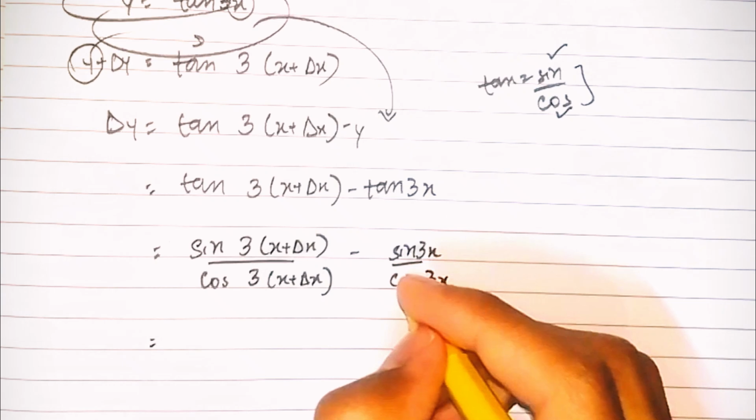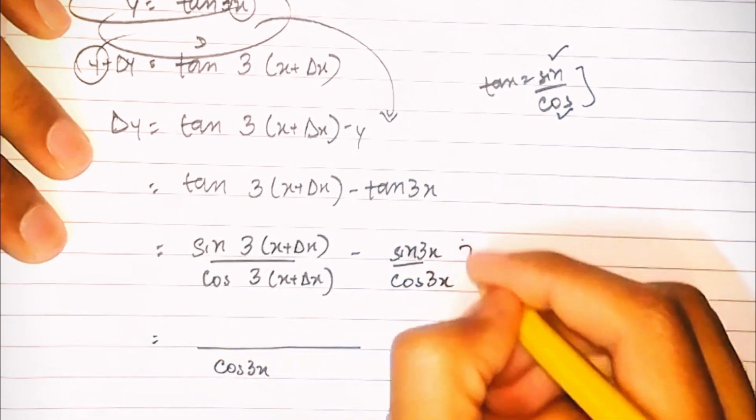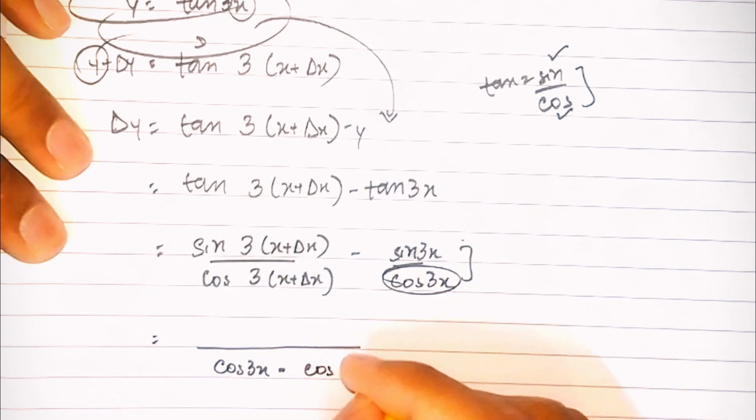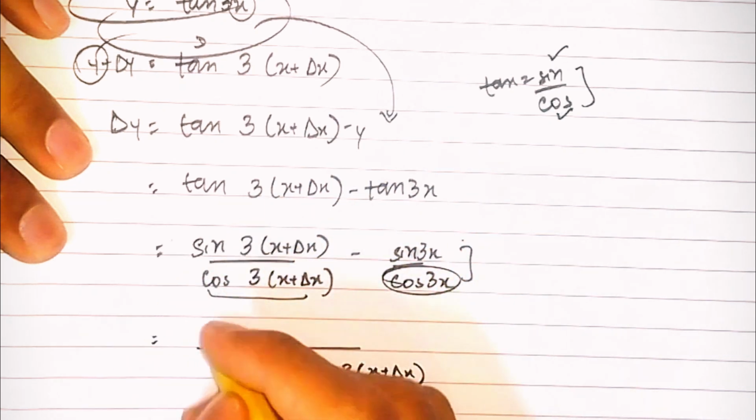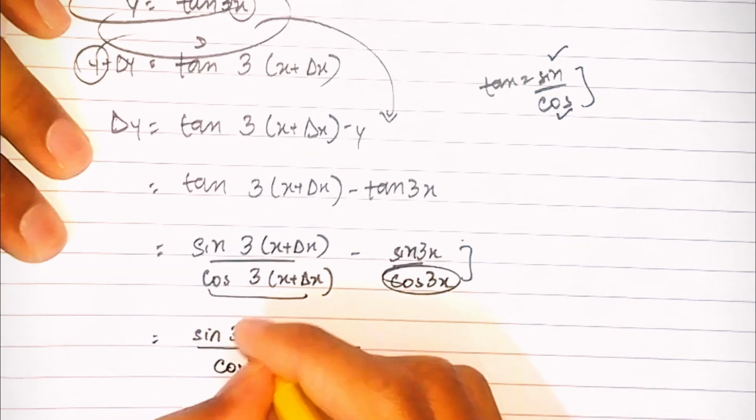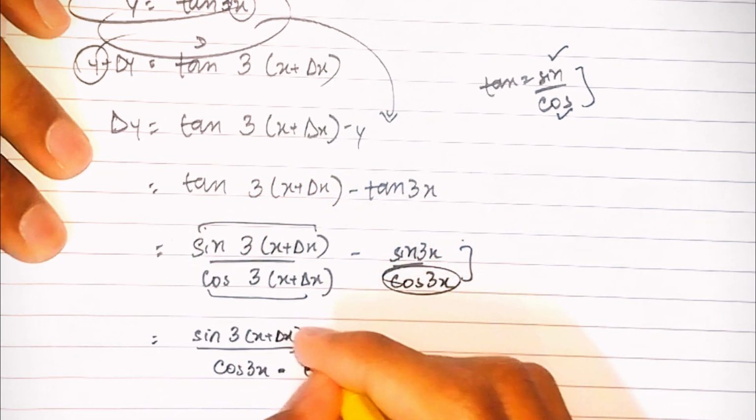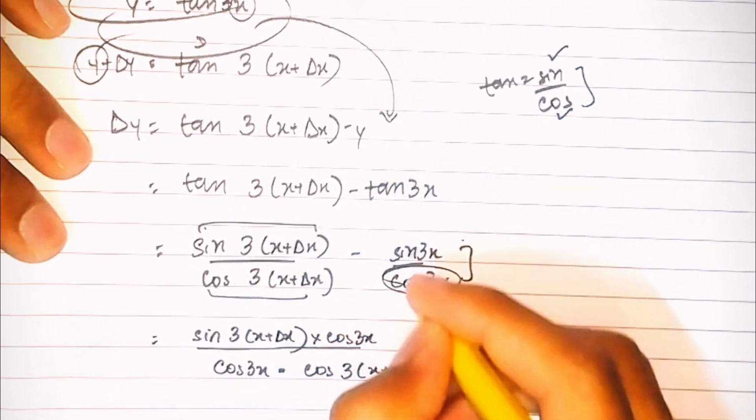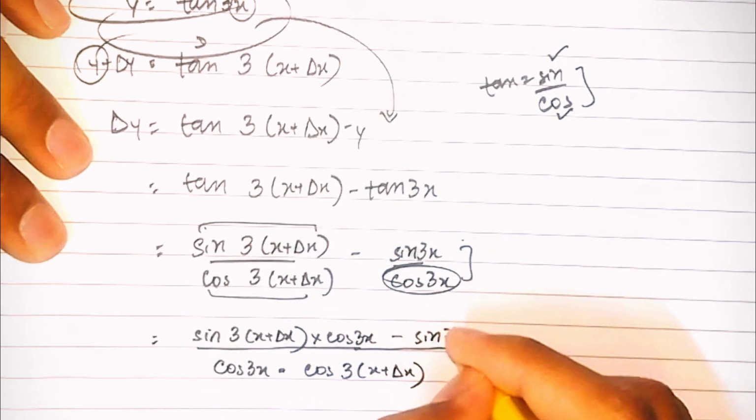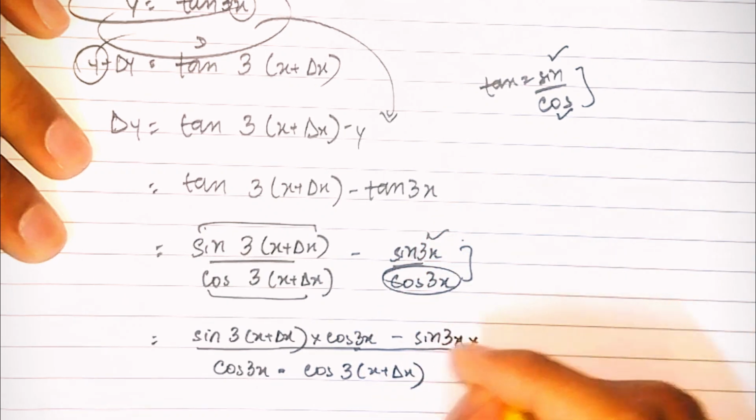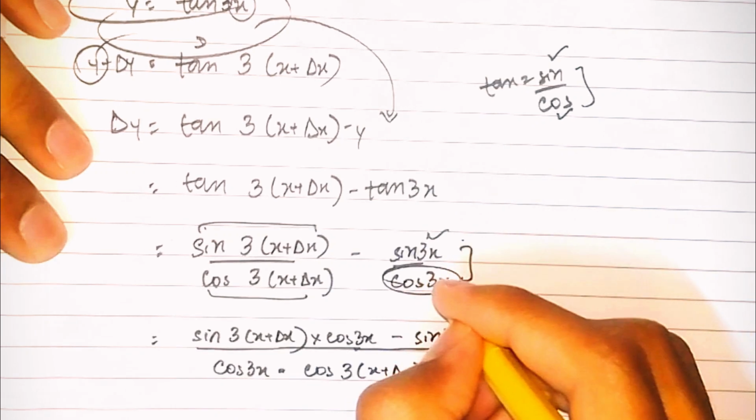As we can see that there are two fractions which are being subtracted, so I can take the LCM. We can see that cos 3x is actually not present over here, so I can write the numerator as sine 3x plus delta x, this thing right over here, and this is going to be multiplied by cos 3x, right? Because this is not present over here. Then we have minus sine 3x, the same term present over here, then it would be multiplied by cos 3x plus delta x, because this is the thing which is not present in the LCM of this fraction.